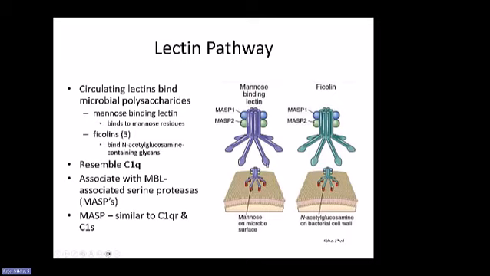So each of these will bind to a particular type of microbe. Any microbe that has mannose sugar in it, the MBL can bind to. Anything that has N-acetyl glucosamine on it will bind to ficolin.